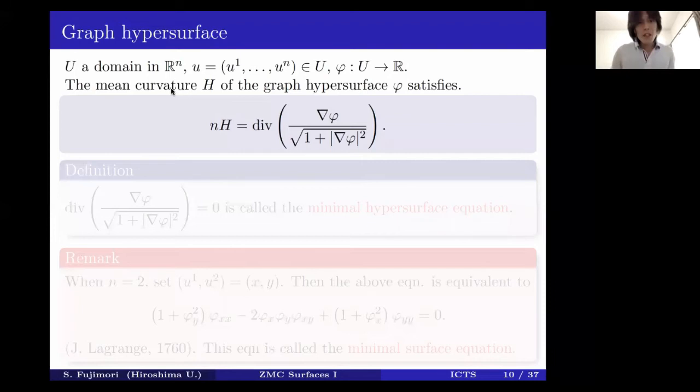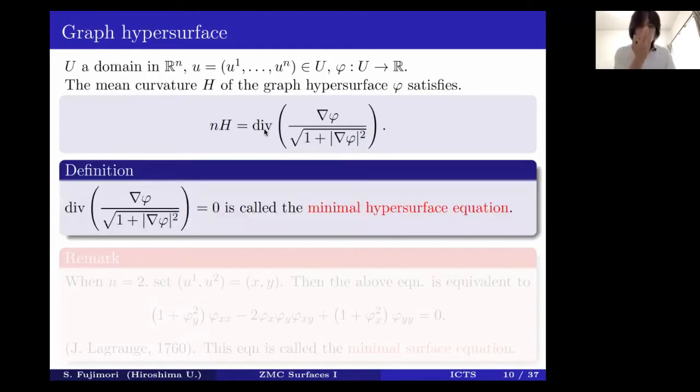Okay, now we go to graph hypersurfaces. Let U be a domain in Rn with this coordinate, and let phi be a function on U. Then the mean curvature of the graph hypersurface of phi satisfies this equation. This nabla and div are the usual gradient and divergence. And this PDE is called the minimal hypersurface equation.